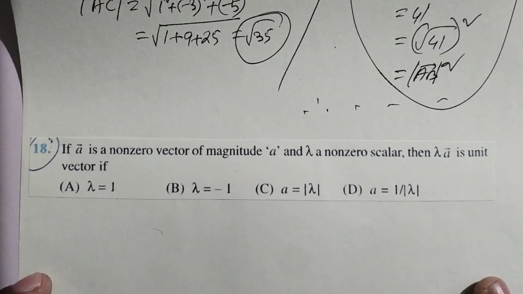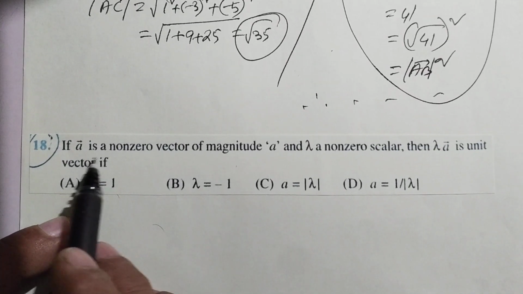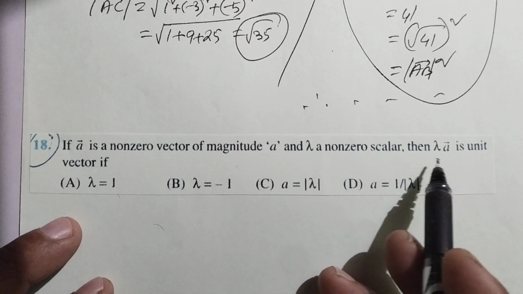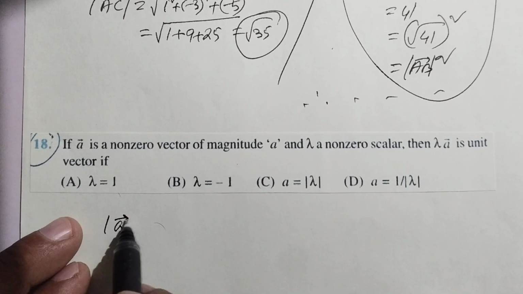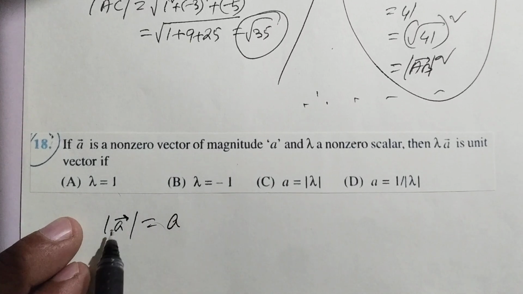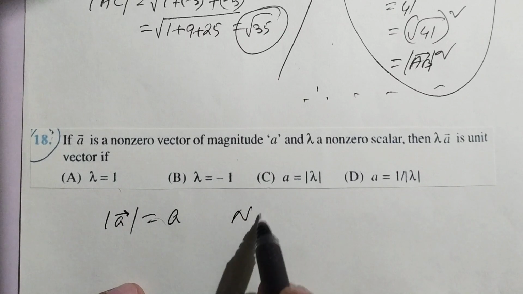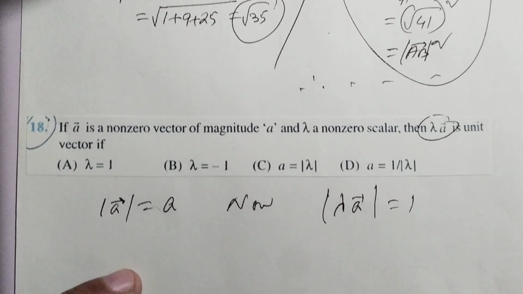Now question number 18, the last question of this exercise. It is given a is a non-zero vector of magnitude a and lambda is a non-zero scalar. That means it is given magnitude of a vector is a. Lambda is a non-zero scalar. Now also it is said that lambda a is a unit vector, so its magnitude must be equal to 1.